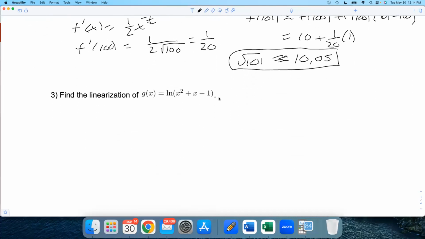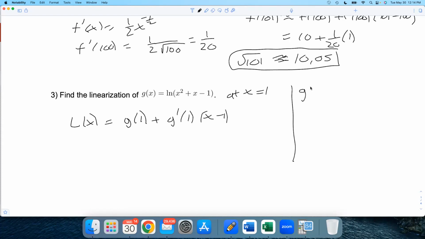Okay, let's find the linearization of this guy. I meant to have a value here at x equals 1. So L of x will be g at 1 plus the derivative of g at 1 times x minus 1. So I'm going to need a couple of values. g at 1 will be natural log of 1 plus 1 minus 1, natural log of 1, which is 0.